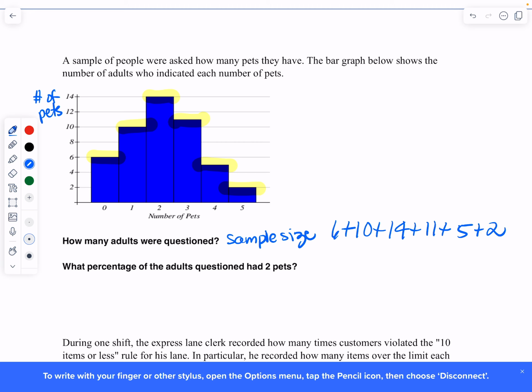All right, so we're going to add that up. So again, 10 and 6 is 16. I said that wrong. 14 and 11 is 25, and 5 and 2 is 7. So I'm going to add these up. 16 plus 25 is 41, plus 7, this equals 48. So your sample size is 48 people.